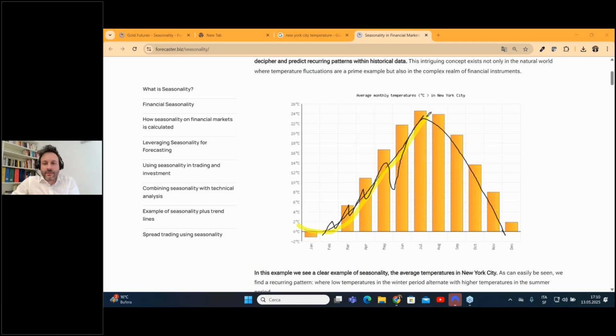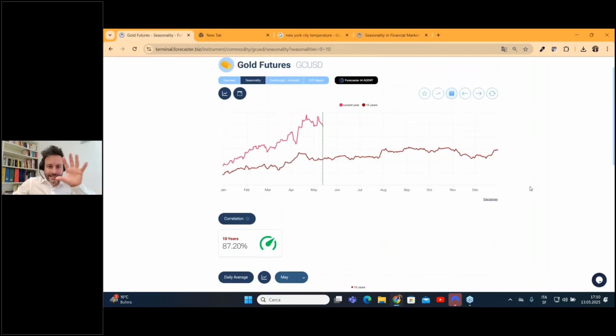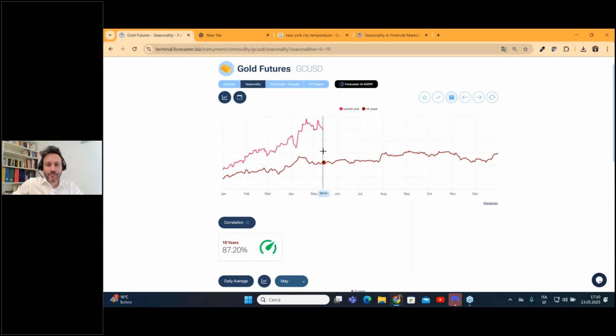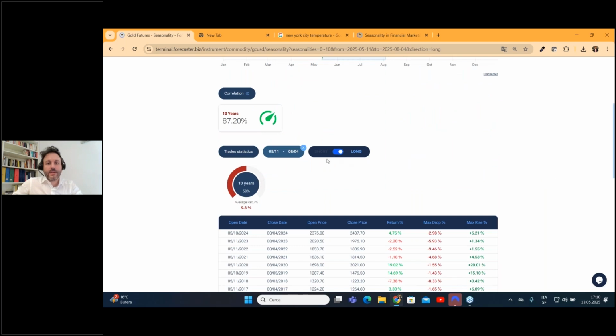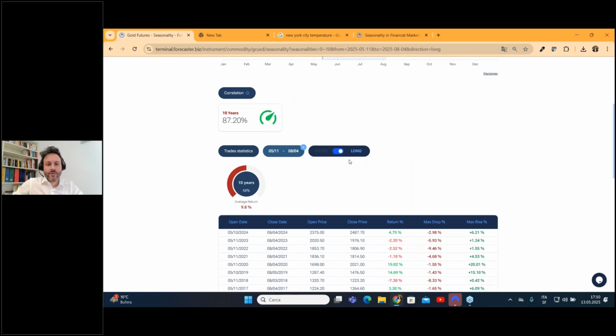And this is something that also happens on the stock market, okay? And in general, also with commodities. And this is something very interesting because thanks to the Forecaster terminal, we can see on the chart if we have a pattern, but we can also highlight on the chart a specific period, and going a little bit down in the page, we can see which are the statistics. So for example, in this case, we highlighted from, let's say, today until the very beginning of August. And here we can find all the statistics.